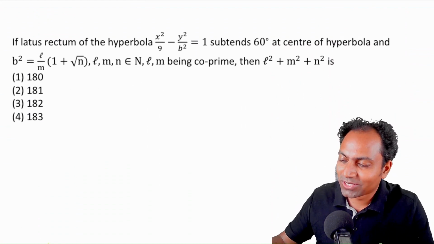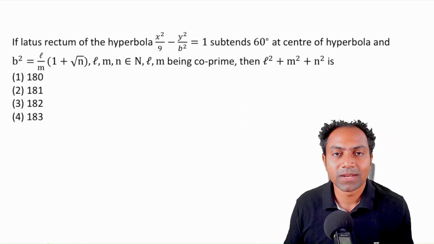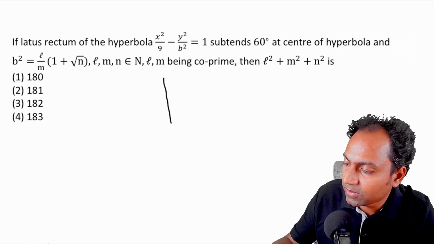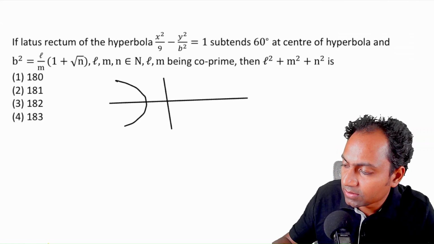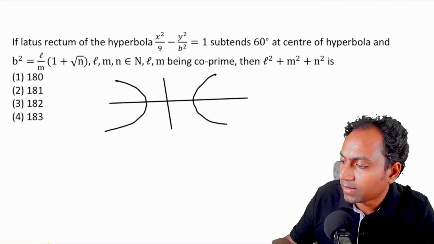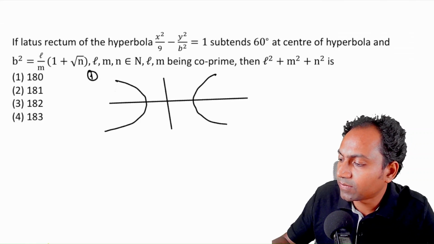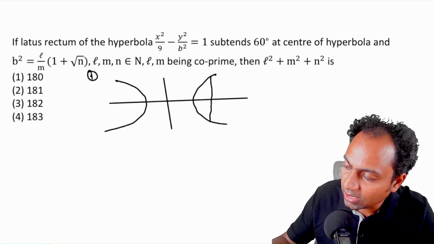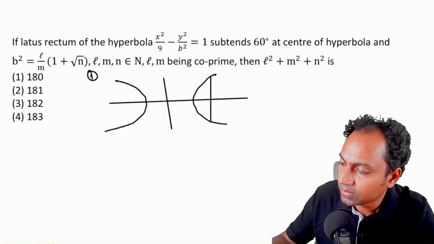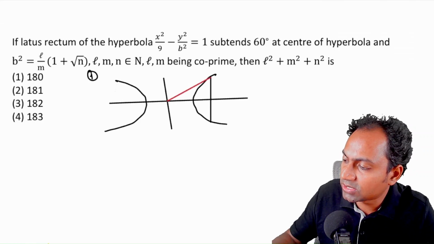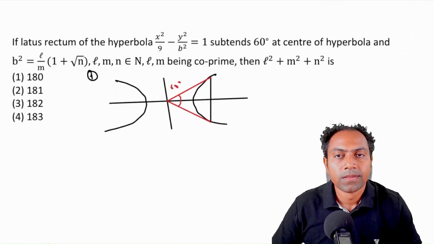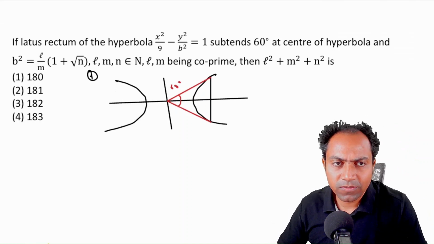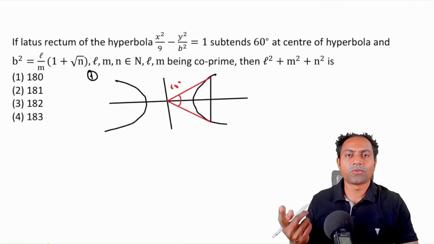If I look into the next question, it talks about the latus rectum of a hyperbola and what it subtends. Again, a very simple question. If I make a very simple figure, this is how the hyperbola looks. And what they're saying is, the latus rectum of the hyperbola subtends 60 degrees. So they are not saying half of the latus rectum, they are saying the full latus rectum subtends an angle of 60 degrees at the center. So you can see that this angle is equal to 60 degrees. This is what they have given to us. And from b square, they have figured out the value, and from there they want us to calculate l square, m square, n square.